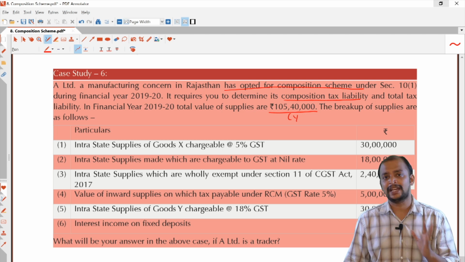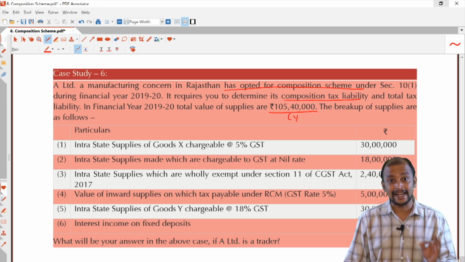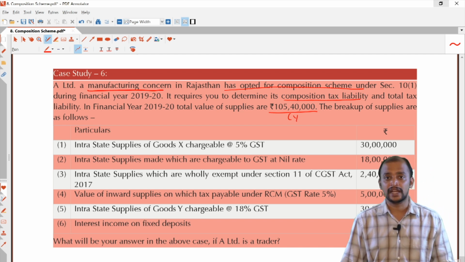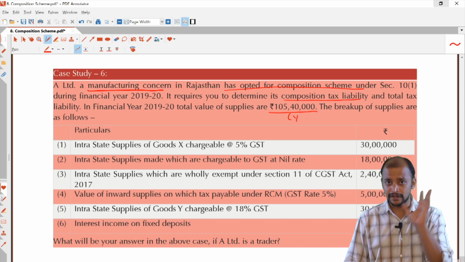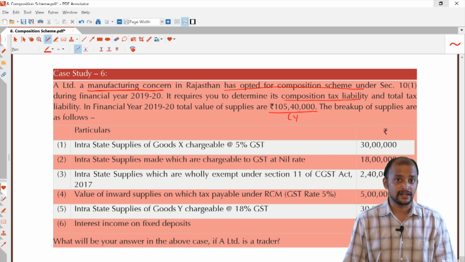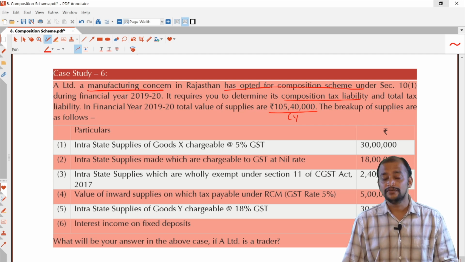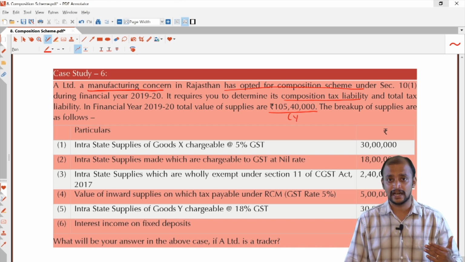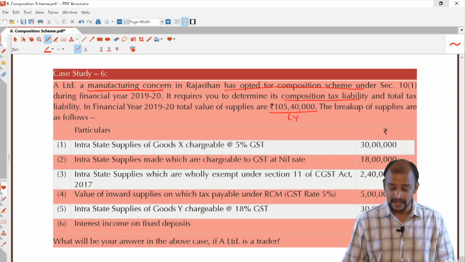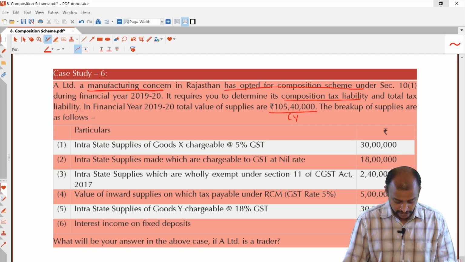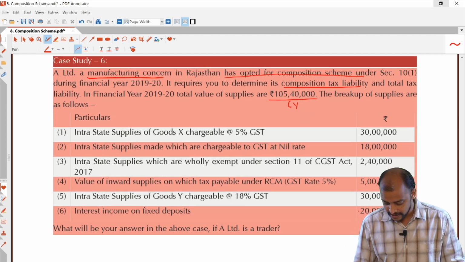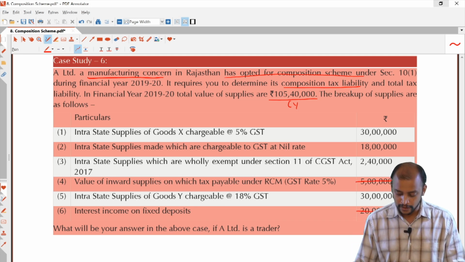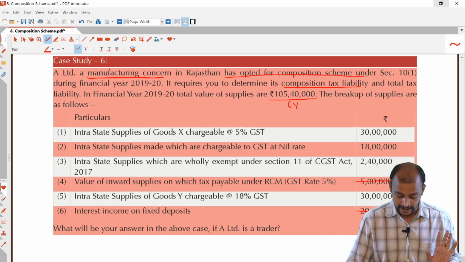For computing the liability, we need to take turnover, and this is a manufacturing concern. So we need to take turnover, or taxable turnover. Turnover we need to take and multiply with 1%. While calculating the turnover, we should exclude the supplies from the first day of the financial year till the date they are liable to get registered, but that is not applicable here. Then interest income will be excluded. Whether we have interest income, yes, so don't take this in turnover. Even inward supplies will not come in the turnover, but we need to pay GST on that separately.